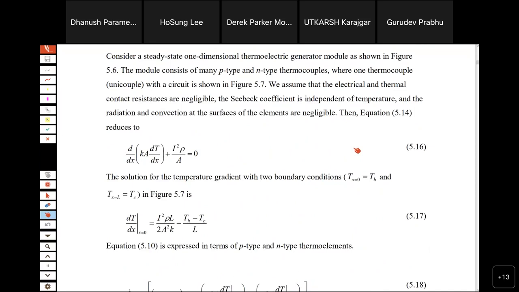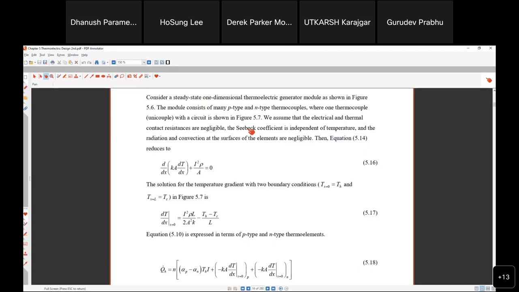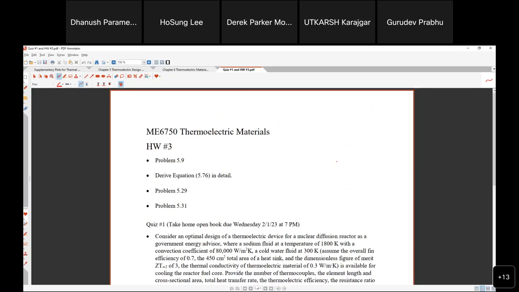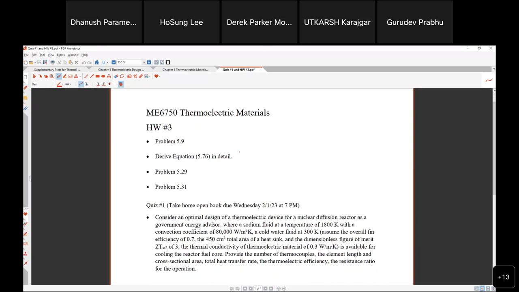I think it's a good idea. First, I'll announce the homework and the quiz. So let me first give the assigned homework. The first is problem 5.9, and then derive equations in detail 5.76, and problem 5.29, and problem 5.31. The four problems are due next week.